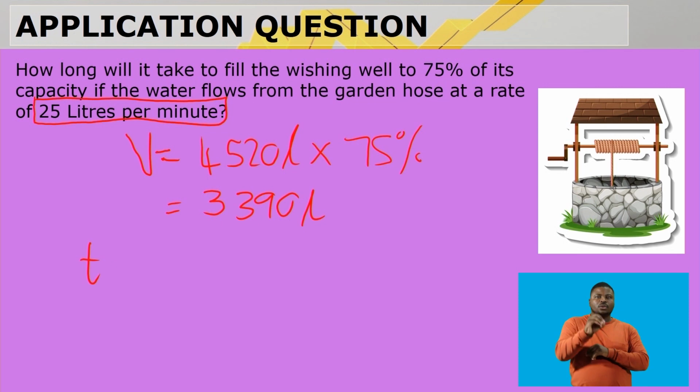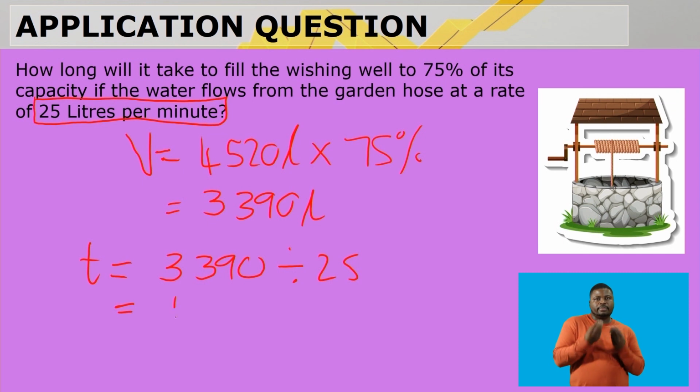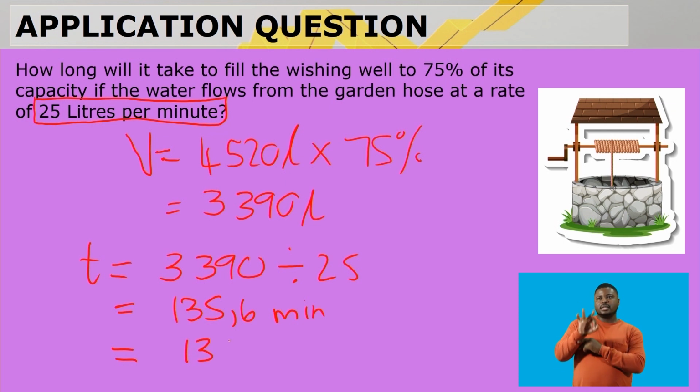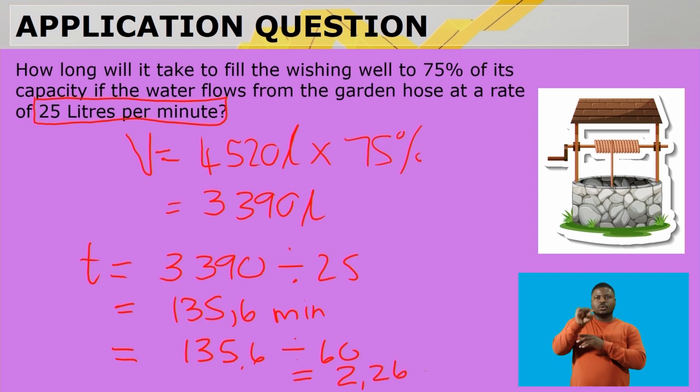And then they say the rate is 25 liters per minute. So the time taken will then be 3,390 divided by 25, and that will give us 135.6 minutes. Now, to give us a clear idea of how long it will take, we need to work in hours because it's easier. So we are going to say 135.6 divided by 60. So it is going to take 2.26 hours, meaning just under 2.5 hours. Let's quickly go for a break. See you soon.